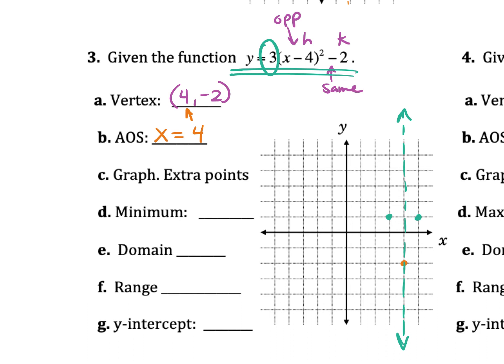And this should be narrow, right? Because it's a 3, not a fraction. So it is narrow here.